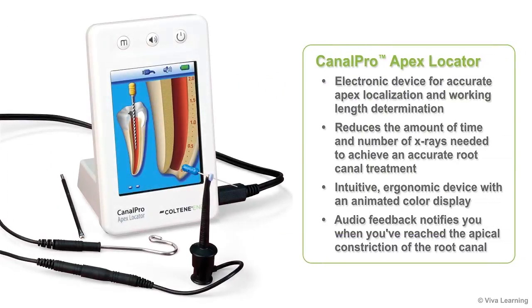In conclusion, the CanalPro Apex Locator from COLTENE is an electronic device used for accurate apex localization and working length determination during root canal treatment, thereby reducing the amount of time and number of X-rays needed to achieve an accurate root canal treatment. It's an intuitive, ergonomic device with an animated color display and audio feedback that notifies you when your endodontic file reaches the apical constriction of the root canal.